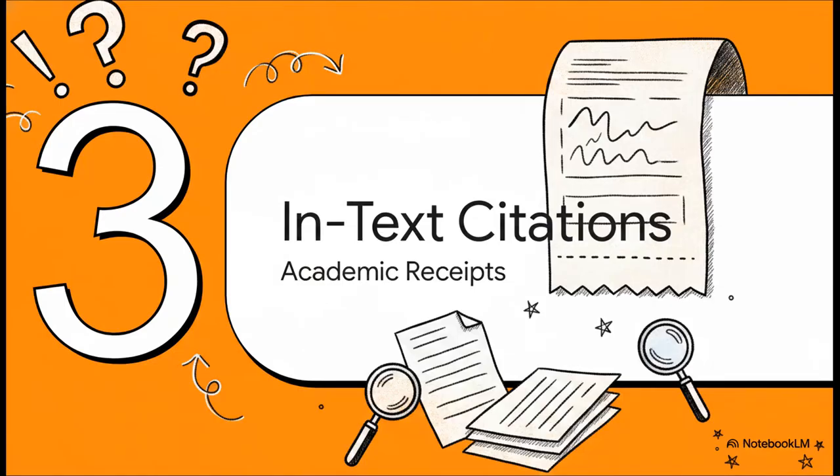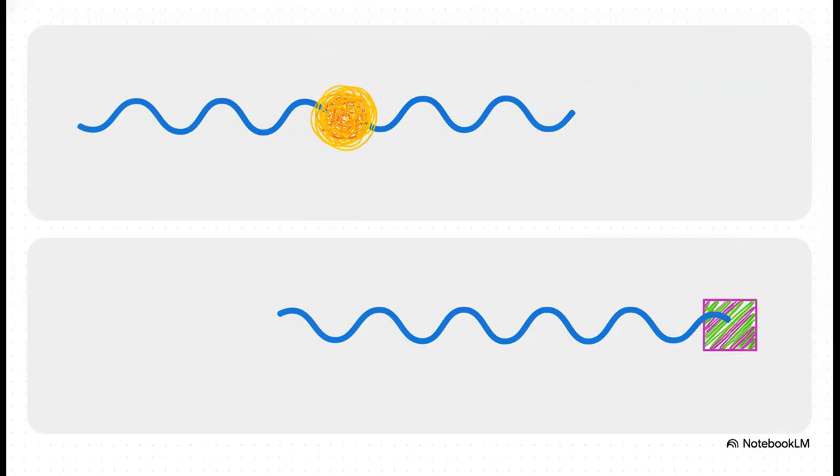Okay, let's tackle what is often the most stressful part for writers, Section 3. Mastering in-text citations. Think of in-text citations as literally the receipts for your academic claims. If you state a fact, you've got to prove exactly where you got it. The absolute key here is understanding the difference between the two main types.